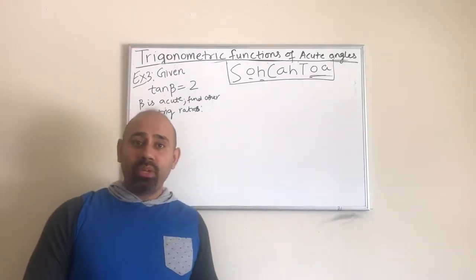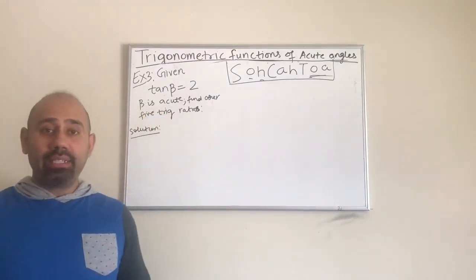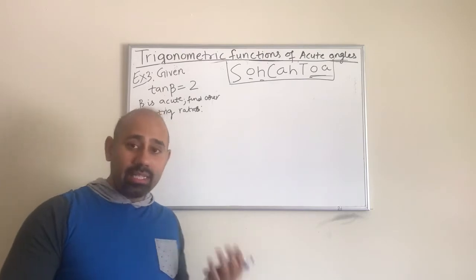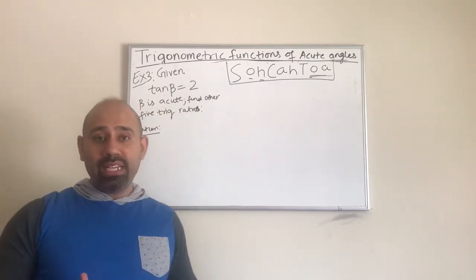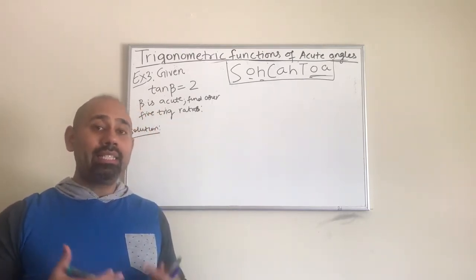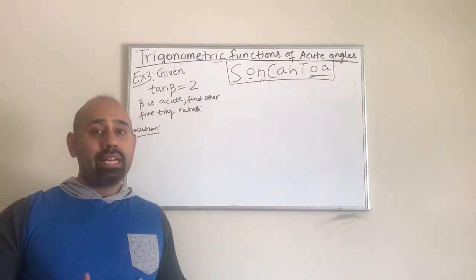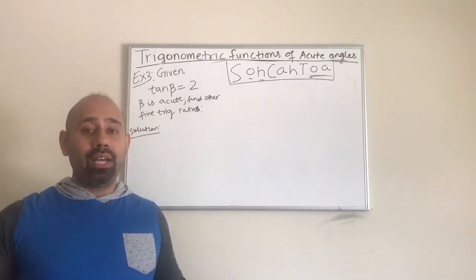Guys, welcome back. Let us look at another example on finding the trig ratios or trig functions. In this example, what is already given to me is one of the trig ratios, and in this case, that is the tangent of beta. So tangent of beta is already provided to us. We had to find the other 5 trig ratios.